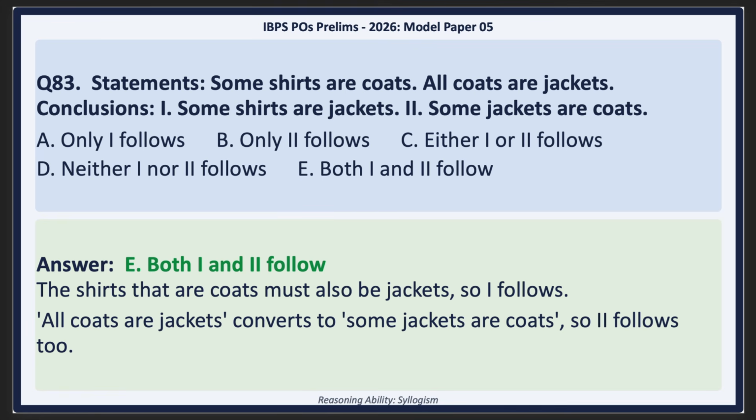Makes sense. Furthermore, if all coats are jackets, it naturally means that at least some of the overall jacket category is made up of coats. So conclusion 2 also follows. Both follow. And question 84.